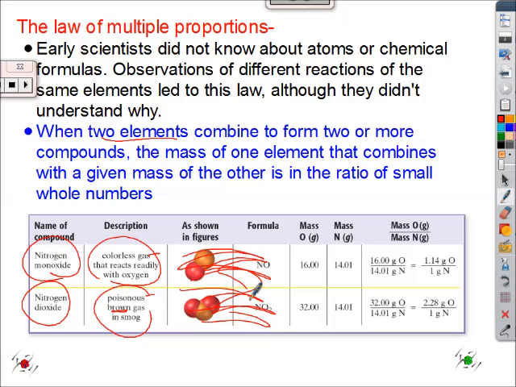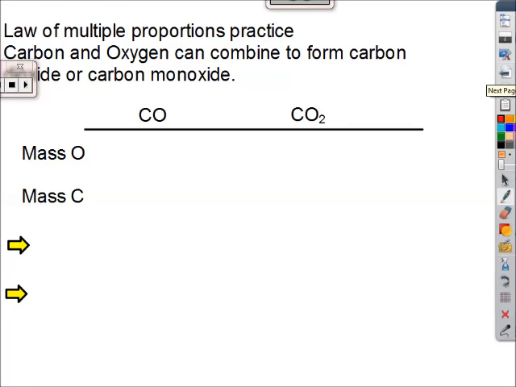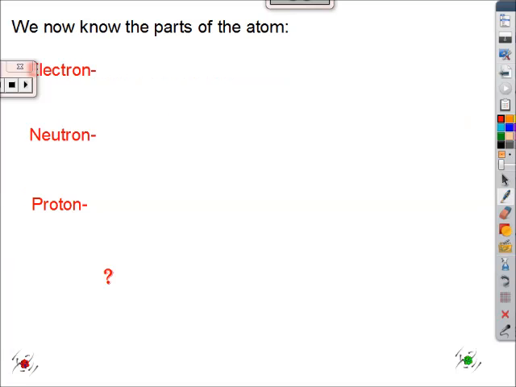But they could measure the mass. They could react it, break it down into its elements, and measure the mass. And they found that they always had this ratio of 1.14 grams of oxygen to 1 gram of nitrogen. And for nitrogen dioxide, they always had this ratio, 2.28. And what they found, law of multiple proportions, means that between this and this, there's always a whole number proportion, times 2. Or it might be times 3, depending what the proportion is for that compound. And we'll go over this in class also. Let's talk about law of multiple proportions in more detail.